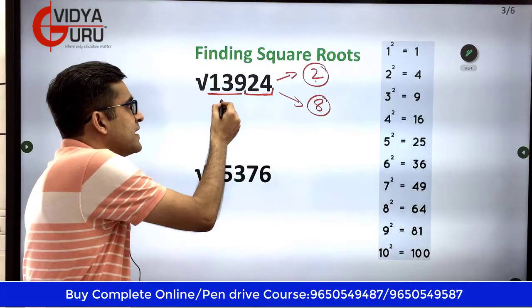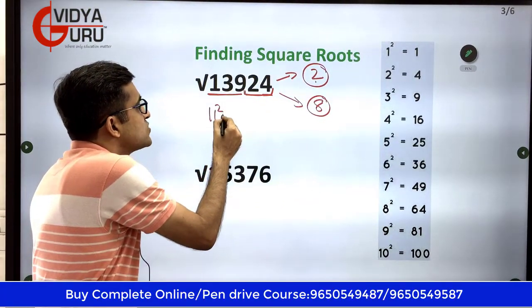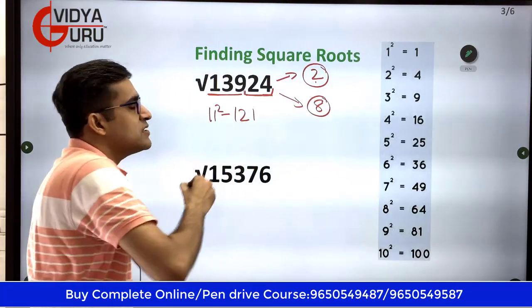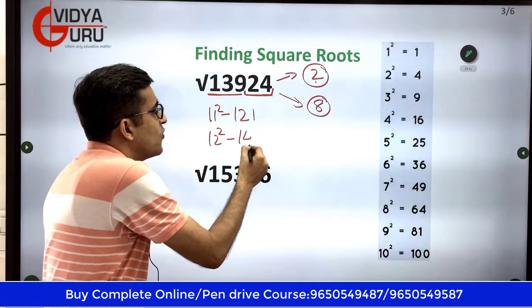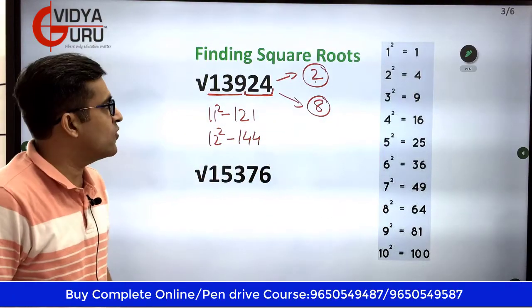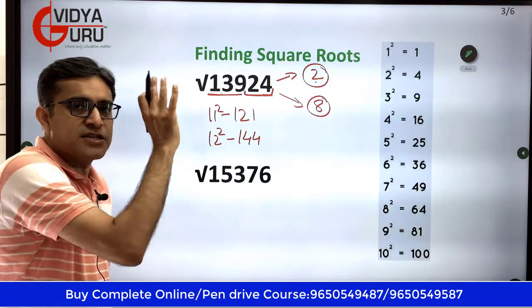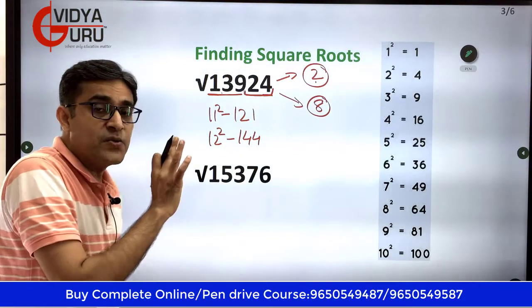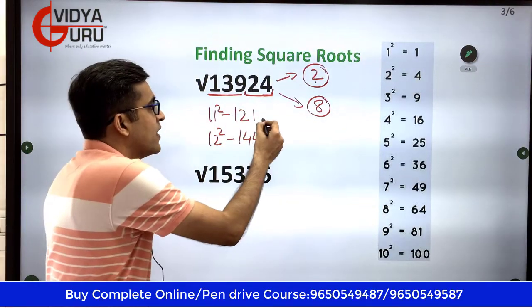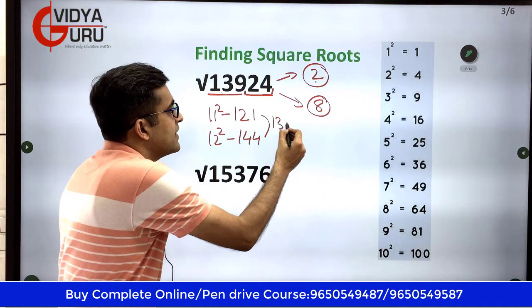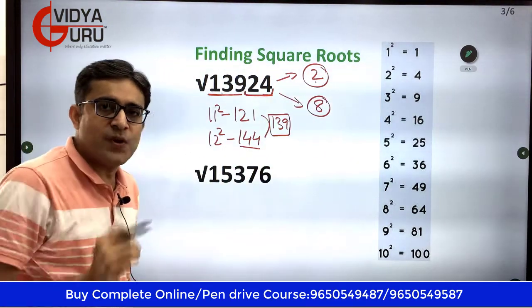Now think of 139. Students, 11 square is 121. 12 square is 144. So I can clearly see the remaining digits 139 fall between 121 and 144. But I know 144 will overshoot 139.